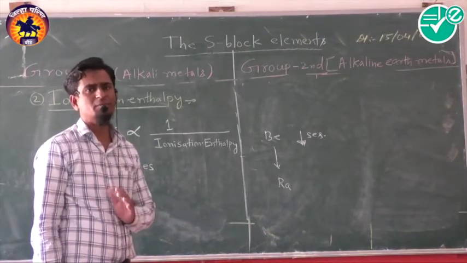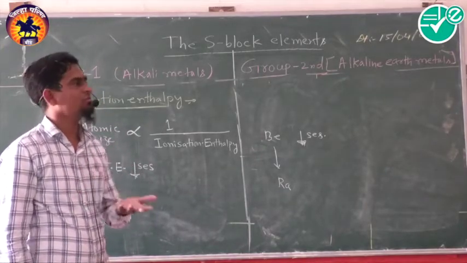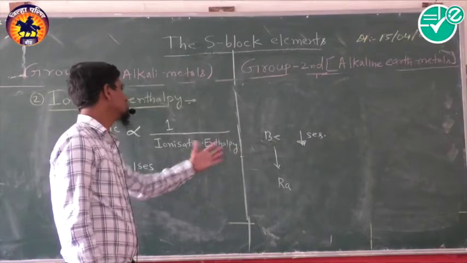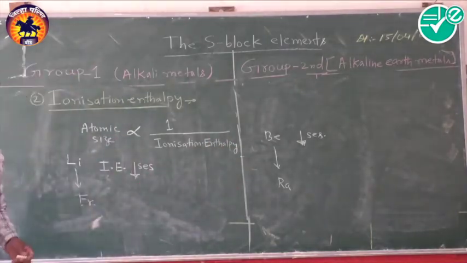Periodic table, chemical bonding and redox reaction, these chapters should be strong. Because if that chapter is strong, then it becomes too much easy, as I am doing here. Okay? Well, come to the next property.